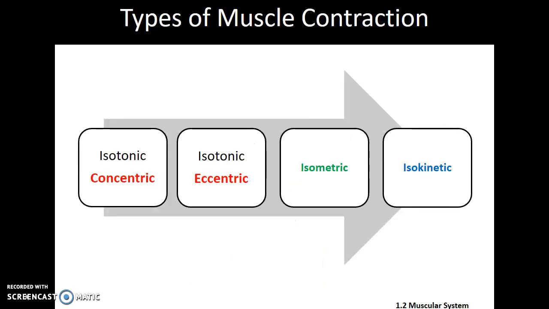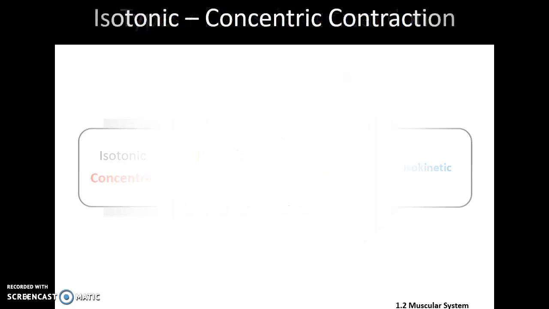Our muscles carry out 4 different types of contraction. These are isometric, concentric, eccentric, and isokinetic. Isotonic contractions are the common muscle contractions that enable people to carry out daily activities. There are 2 types, however.